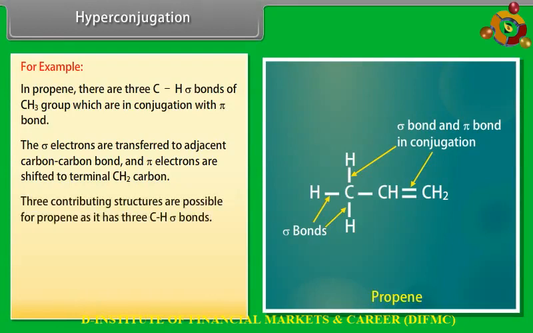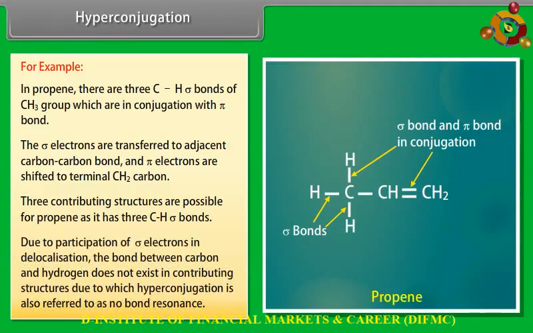Three contributing structures are possible for propene as it has 3 C-H sigma bonds. Due to participation of sigma electrons in delocalization, the bond between carbon and hydrogen does not exist in contributing structures, due to which hyperconjugation is also referred to as no bond resonance.